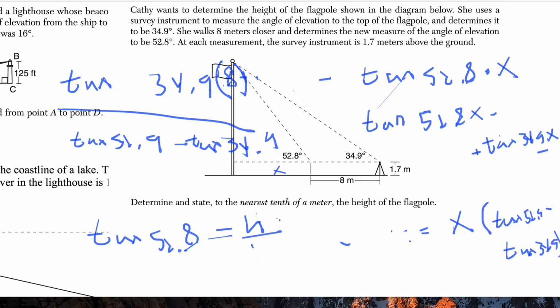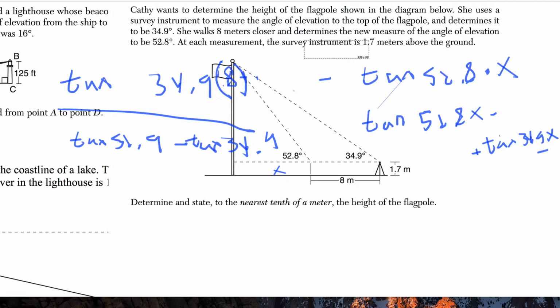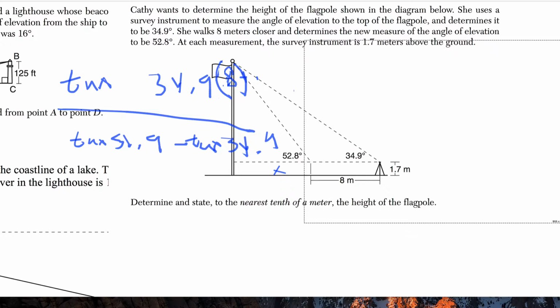And then you could solve for it. But once you solve for x, you're not finished. You have to add 1.7. What did you get for x? You have to get the height, right? So give it a second, I'll be fine. Let's just take a second there.